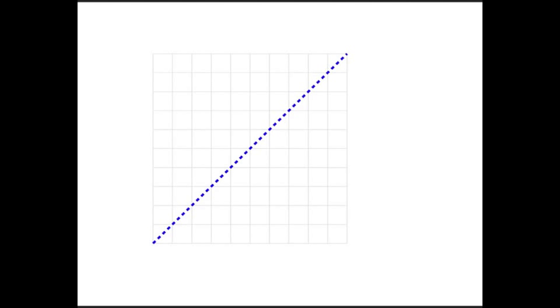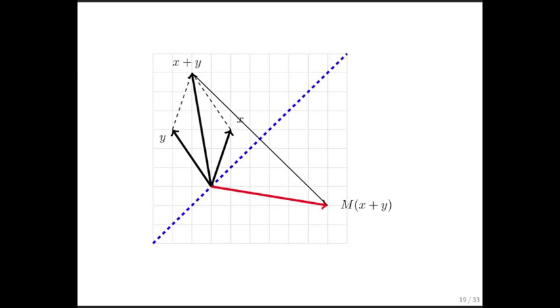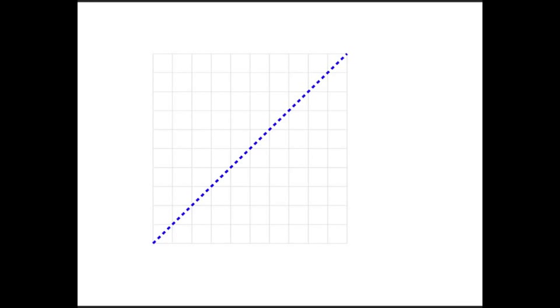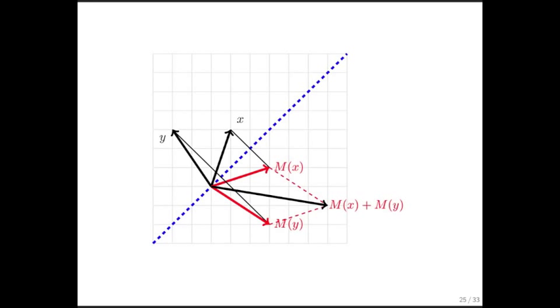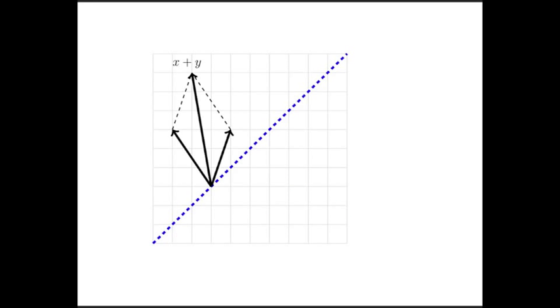Okay, let's see what happens if we add two vectors and then mirror. Here we have vector x, here we have vector y. We add them together, we get the diagonal of the parallelogram, and then we mirror that. Or we could take our vector x, take our vector y, mirror x, mirror y, and then add them together. And actually we get the same result.